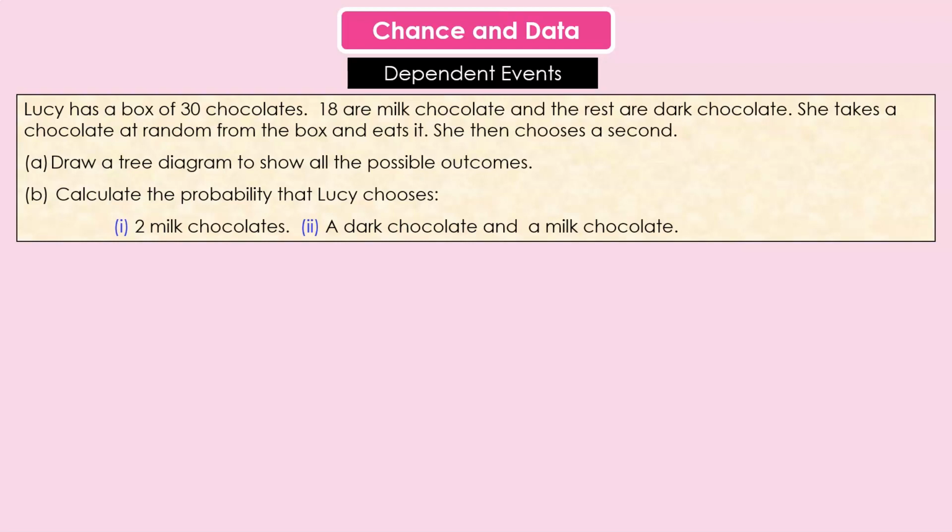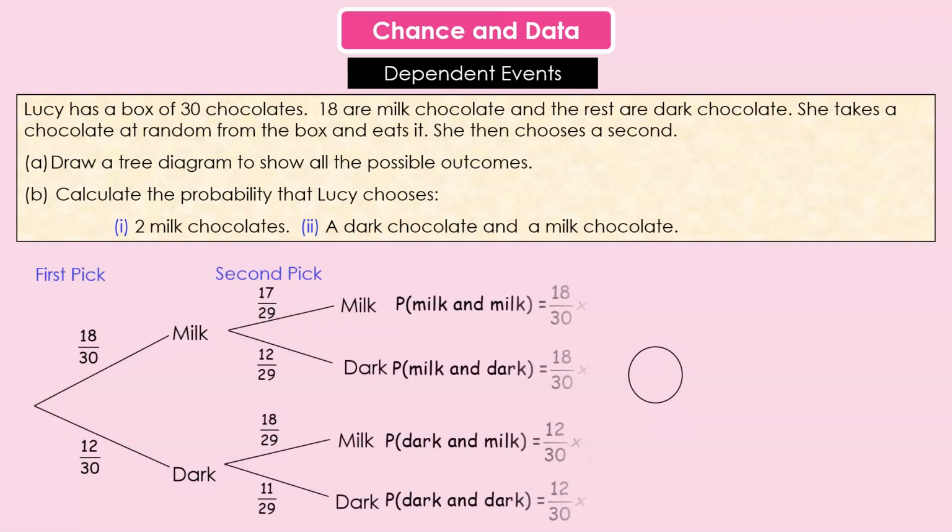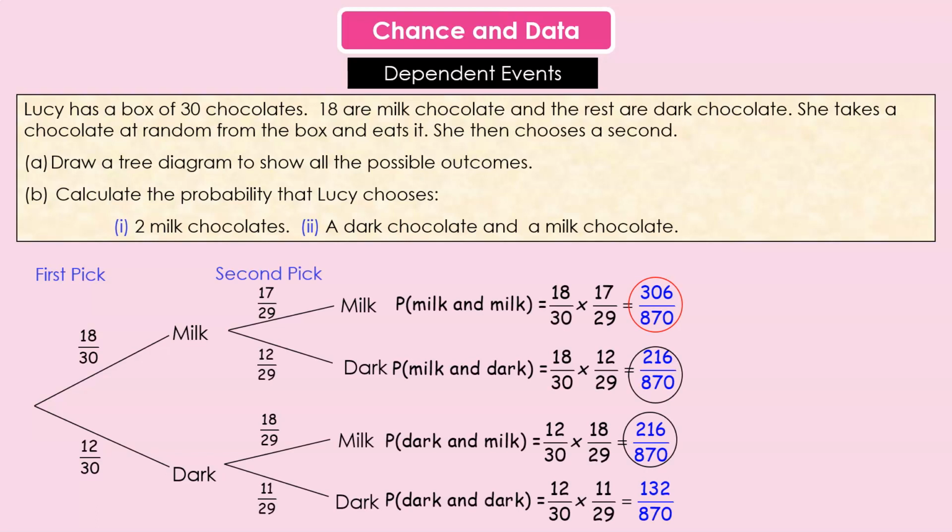Okay, hopefully you've had a go at drawing the tree. This is what it should look like. You should have had the probability of milk and dark because they're the two outcomes, and then for the second pick it's the same. Now, because you were told at the start that there were 18 milk chocolates and 30 in total, that's why we ended up with a probability of 18 out of 30. Because it's 18, it means that there must have been 12 dark chocolates.